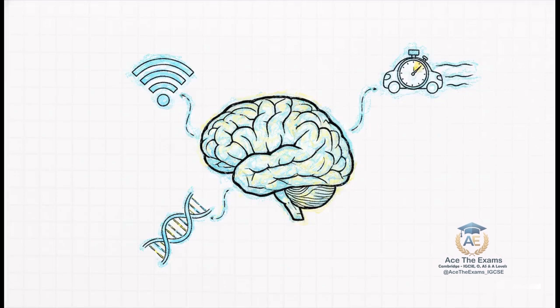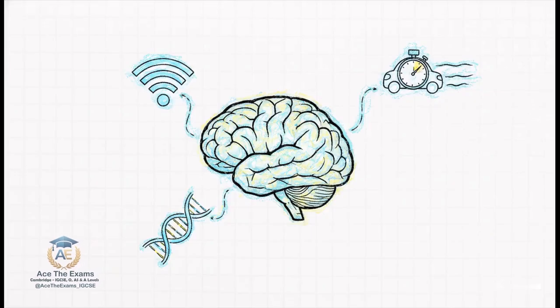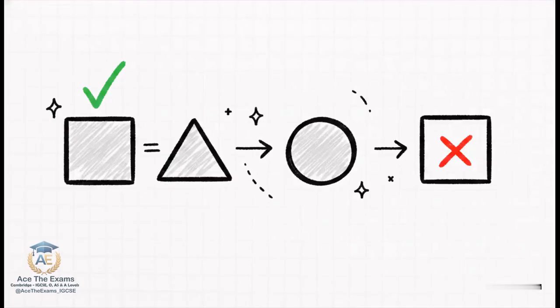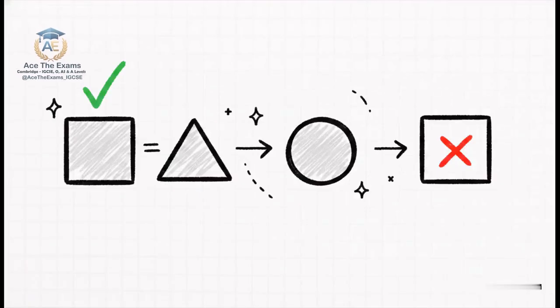Stop the clock. That took less than 30 seconds to conceptualize, and I promise you, that is a top-band, grade-saving answer. Section 5. The Golden Rule. Securing the method mark. We have covered the core principles, the step-by-step procedural framework, the PEEL format, evaluative critical analysis, and the examiner traps to avoid. We've built the complete computer science answering system.